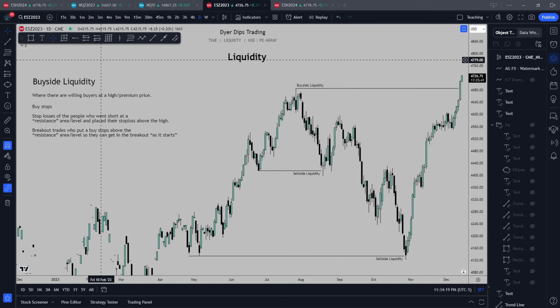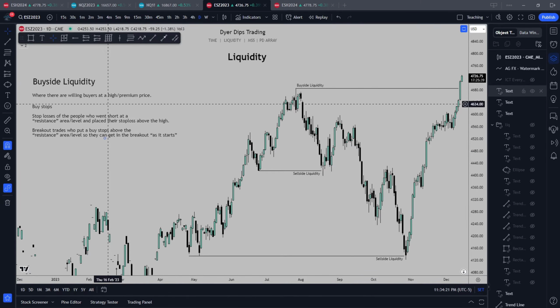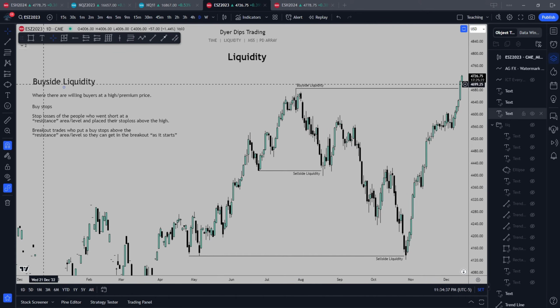First things first, let's go over buy-side liquidity. What actually is buy-side liquidity? How do we describe it? Simply, the definition that I have for buy-side liquidity is where there are willing buyers at a high or premium price. Now let's unpack this a little bit and really decipher why it's called buy-side liquidity and what this means.